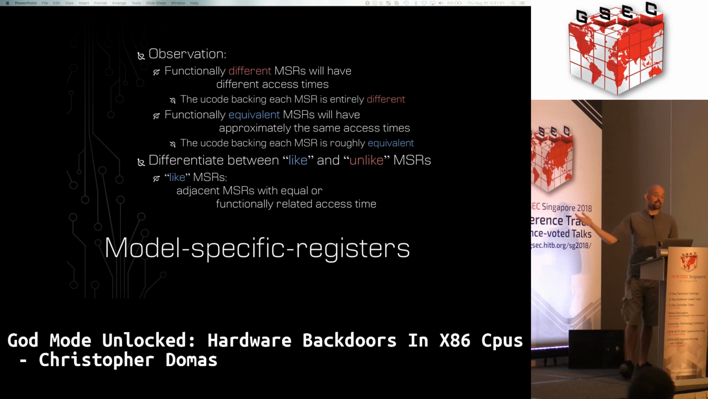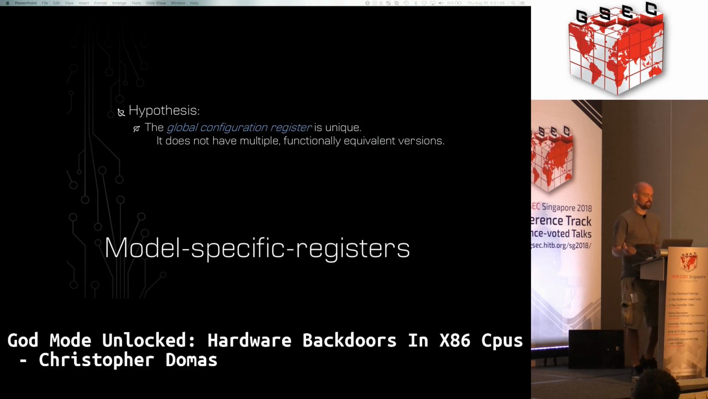And we can define like MSRs as a set of adjacent MSRs with equal or functionally related access time. So from that, we can make this hypothesis that the global configuration register, this MSR hinted at in the patents that we're searching for, is probably unique. What I mean by that is it probably doesn't have multiple functionally equivalent versions. There's probably exactly one of these global configuration registers on the processor.